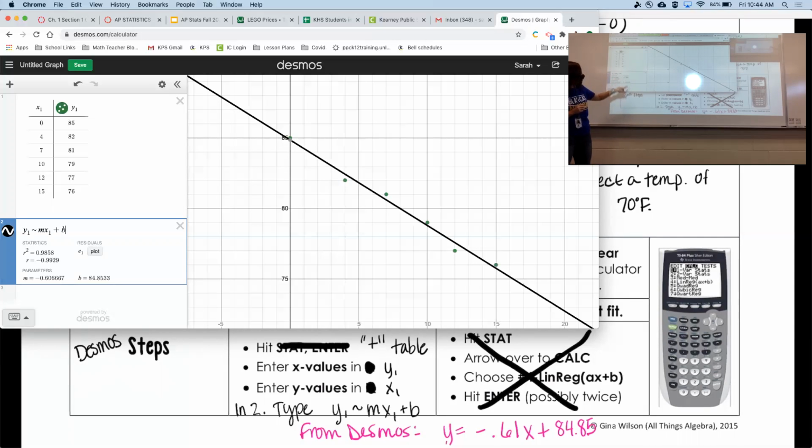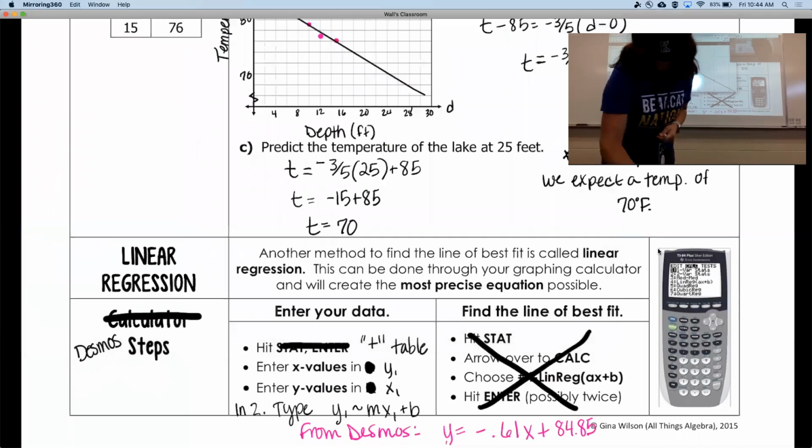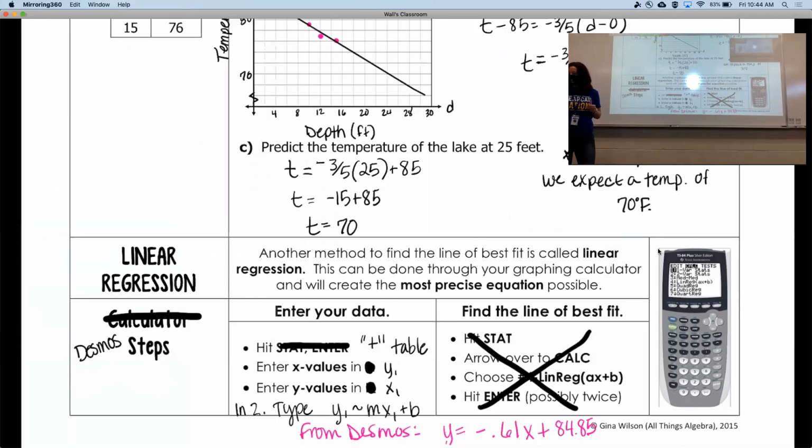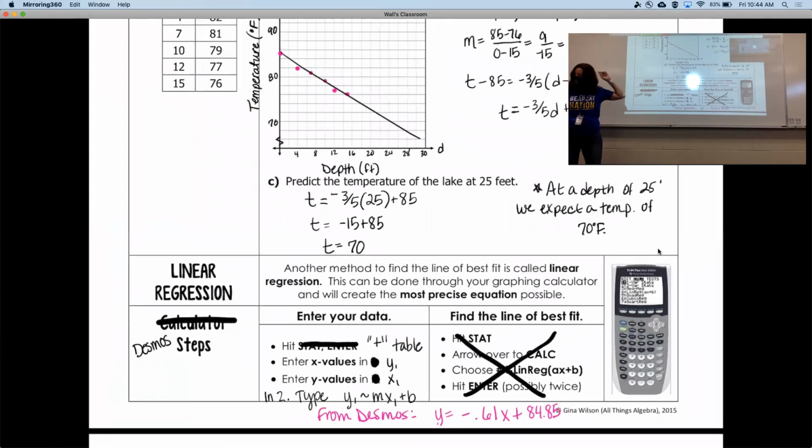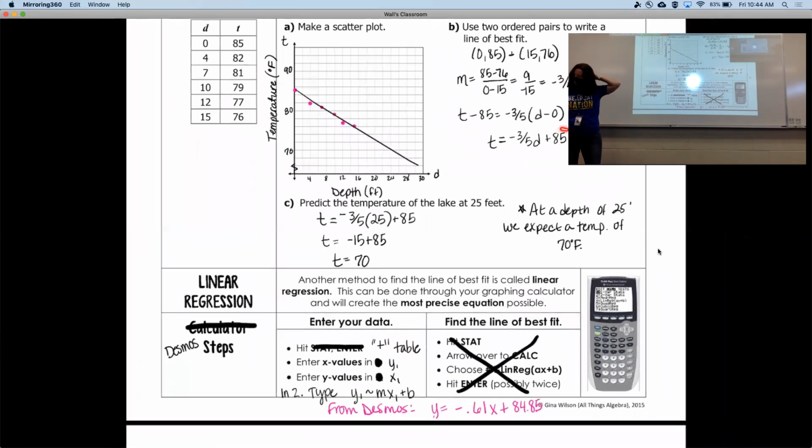Okay, let's look back up at the equation that we had when we did it by hand. We got negative 3/5 x plus 85. What's negative 3/5 as a decimal? 0.6, which is pretty darn close to what we got. And then we had plus 85, and this gives us plus 84.85. So it's also pretty close, right? So this is how you do it via Desmos.